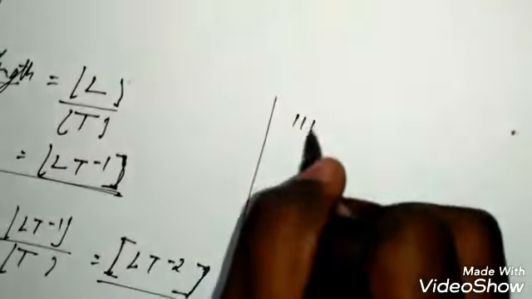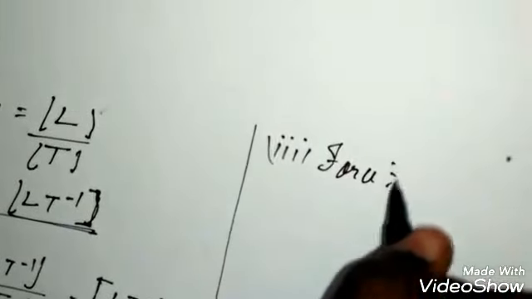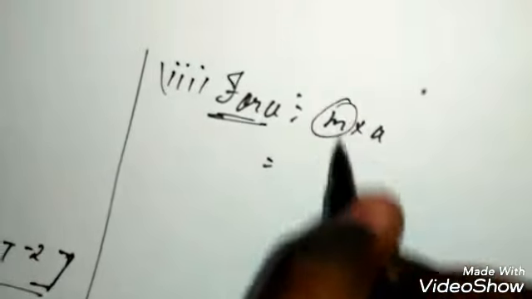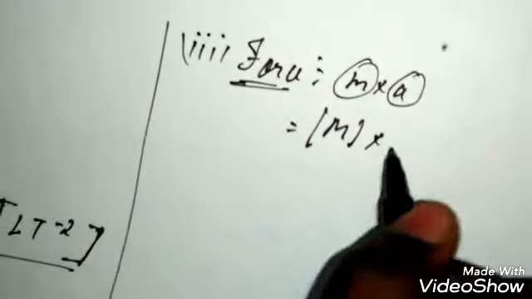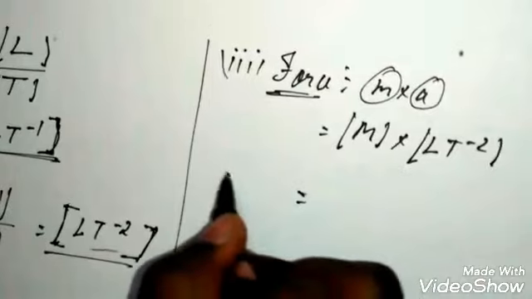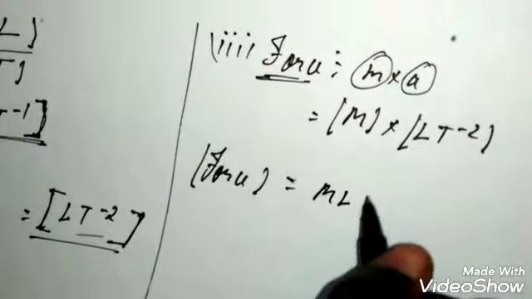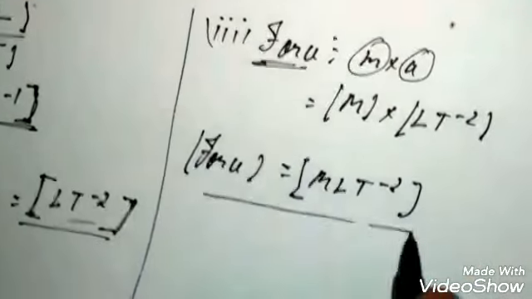Let's take another example. We have to find the dimensional formula for force. Force is the product of mass and acceleration. Mass has a dimensional formula of M. Acceleration has a dimensional formula of LT^-2. Then we can say that the dimensional formula for force is MLT^-2. This is the dimensional formula of force.